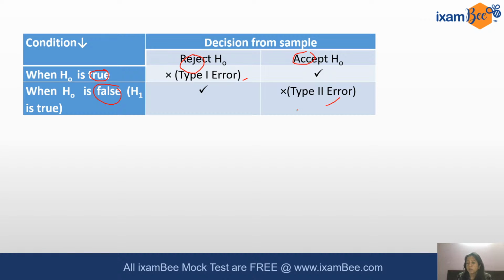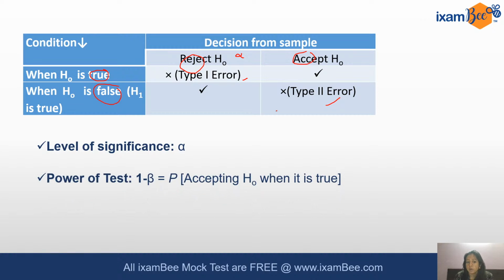Okay, so type 1 error को हम अल्फा से दिखाते हैं, and when we talk about type 2 error उसे हम बीटा से दिखाते हैं. Okay, so alpha also denotes the level of significance, and when we talk about the type 2 error, the probability of occurrence of type 2 error is denoted by beta.